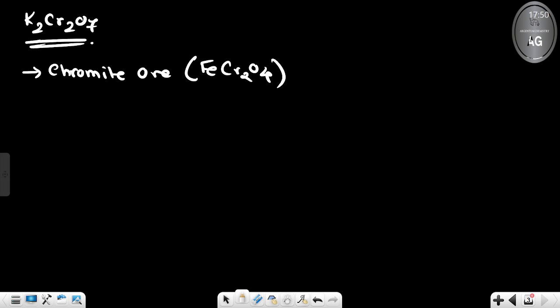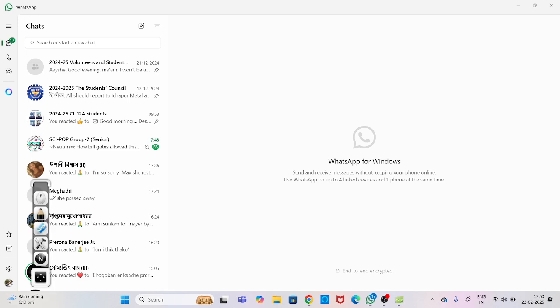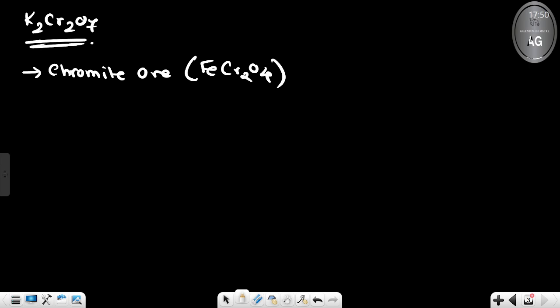See, the reactions of this part and the next part, that is KMnO4, are more or less similar. We will just change the reagents. That's all. Always remember, in the first step we cannot prepare dichromate. In the case of dichromate, the first step prepares sodium chromate.